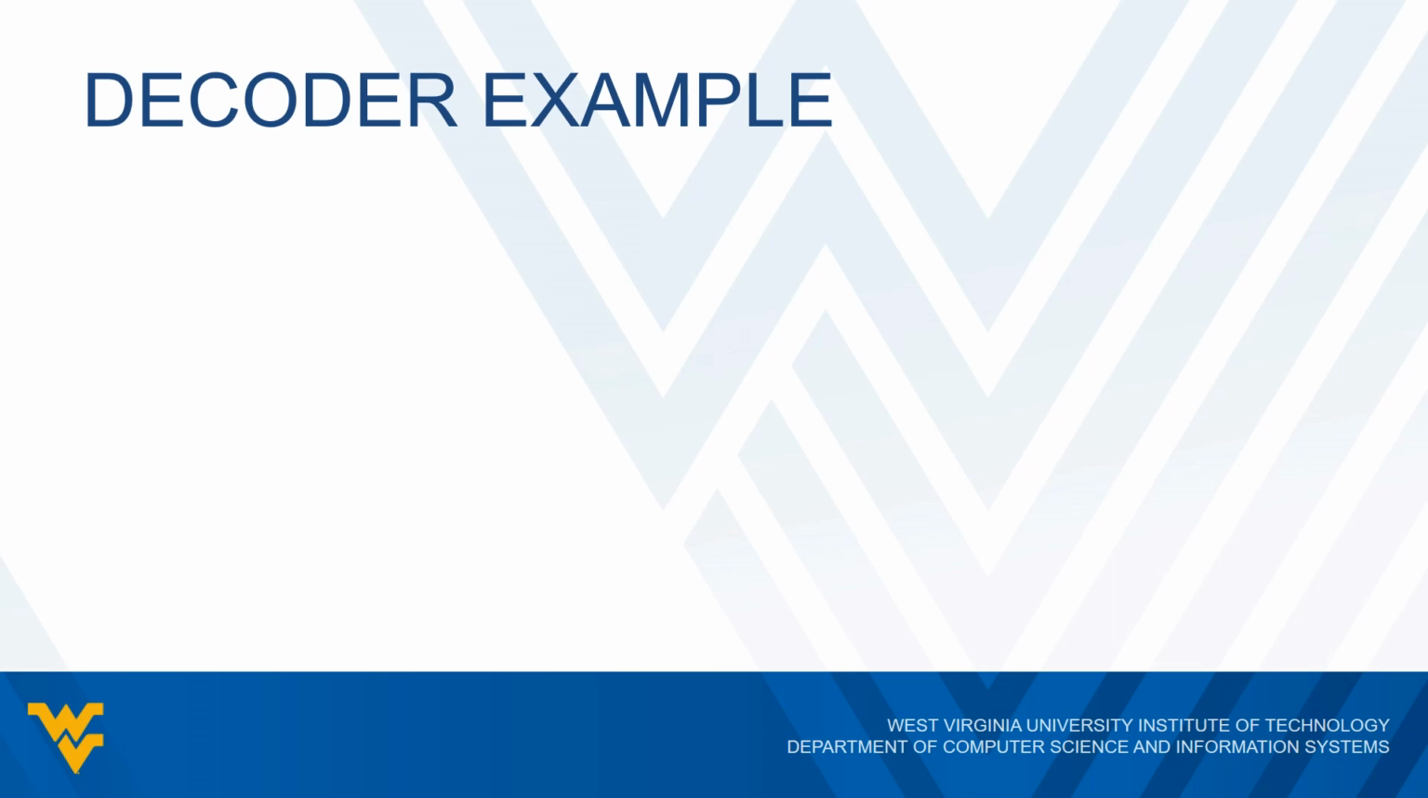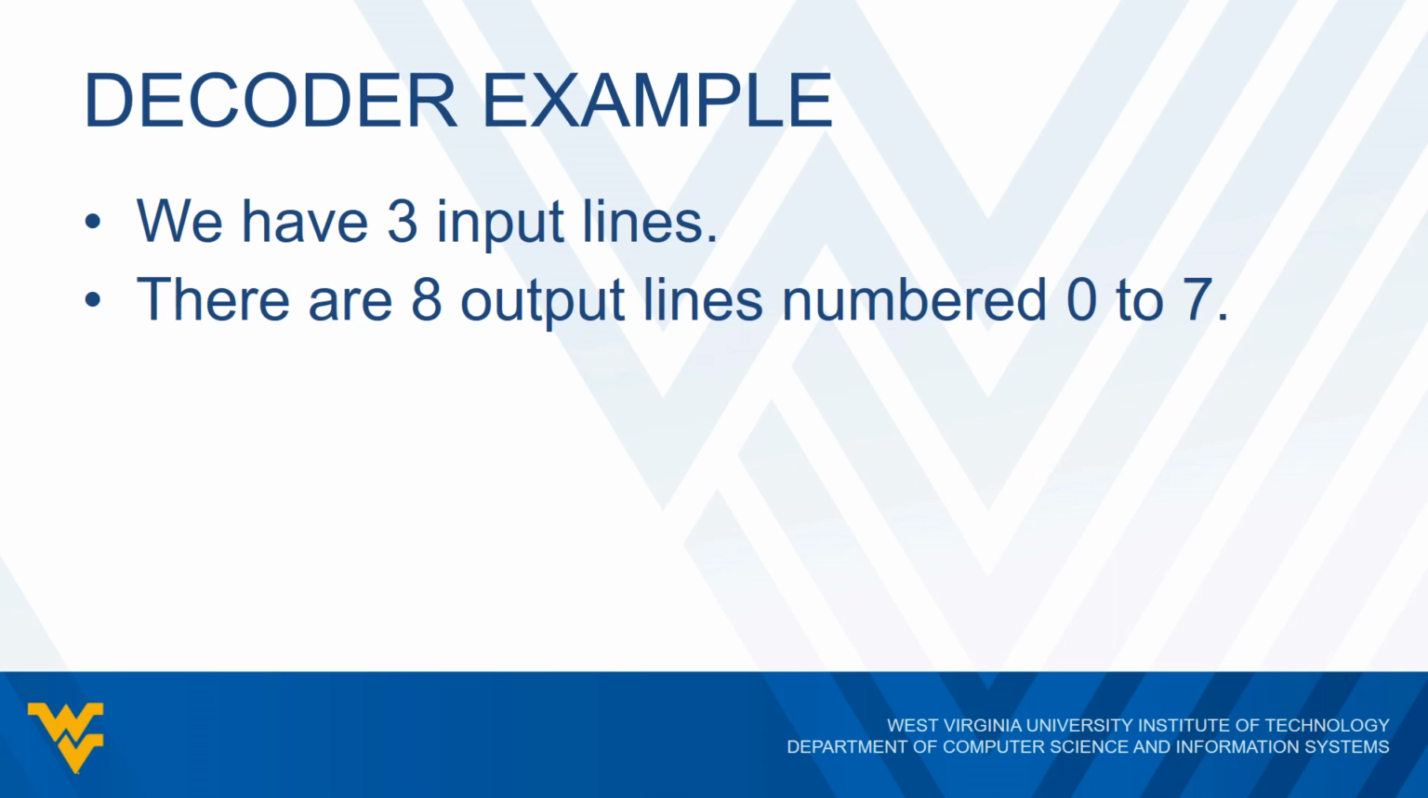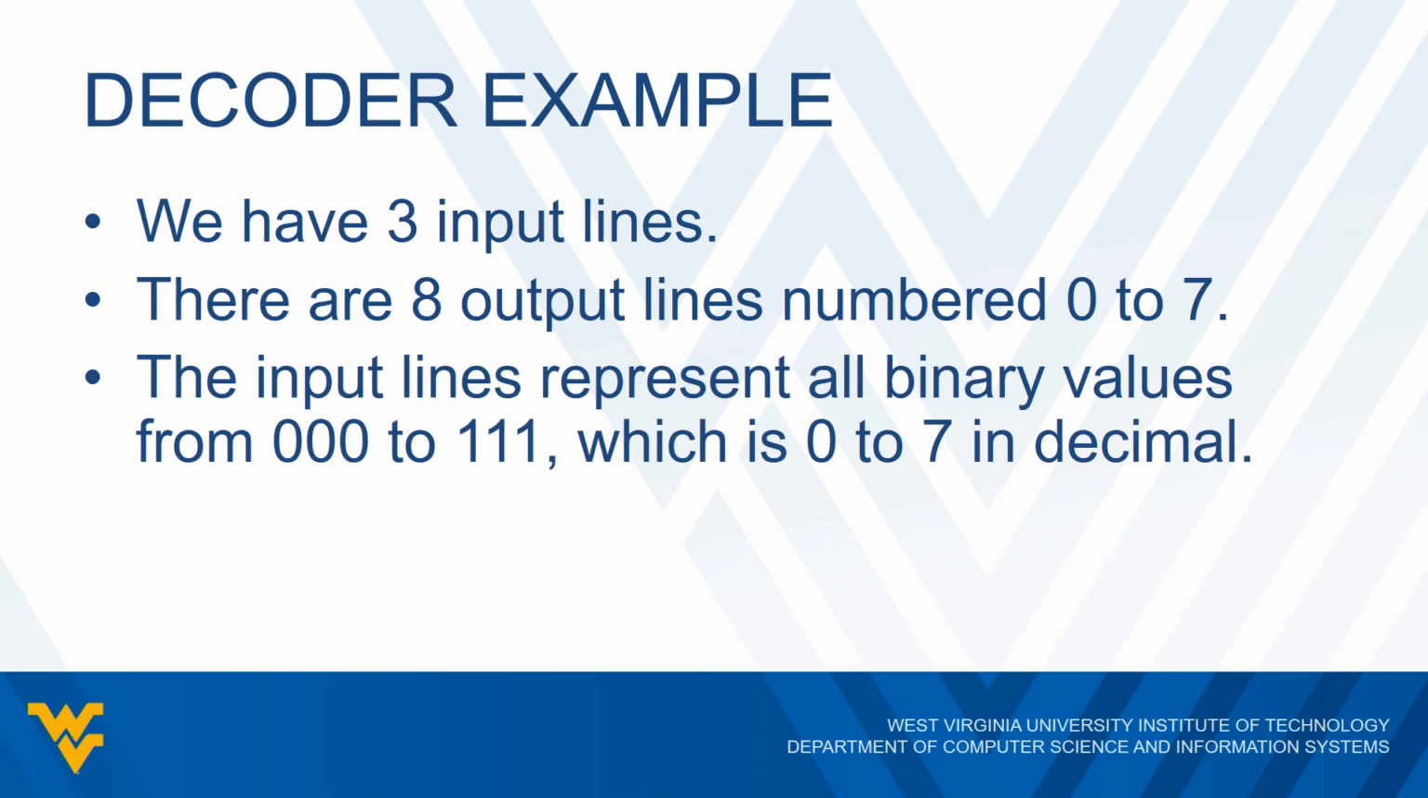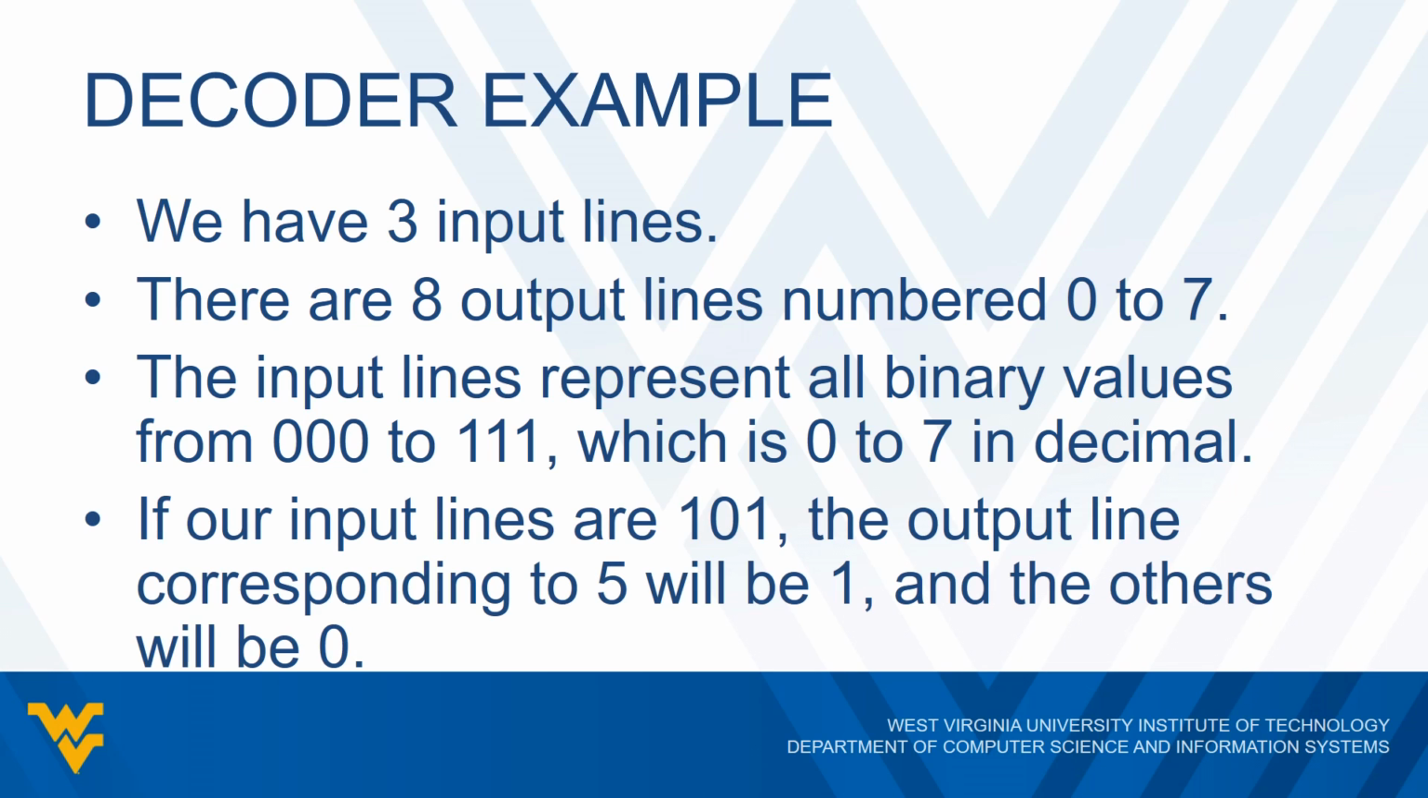So let's give an example of this. Let's say we have 3 input lines, and this means that we have 8 output lines because it's 2 power 3. So we have 8 output lines that are going to be numbered 0 through 7. So these 3 input lines can actually represent all the binary values from 000 to 111, which is 0 to 7 in decimal notation.